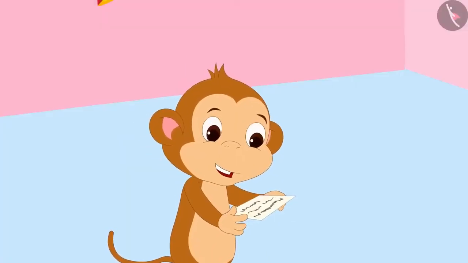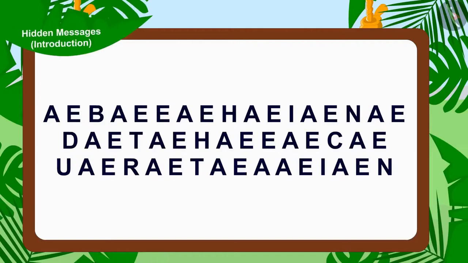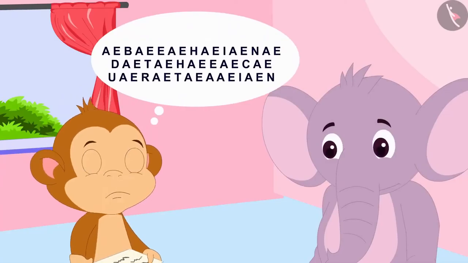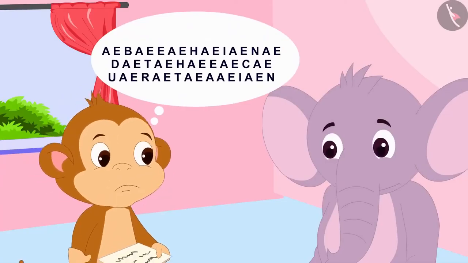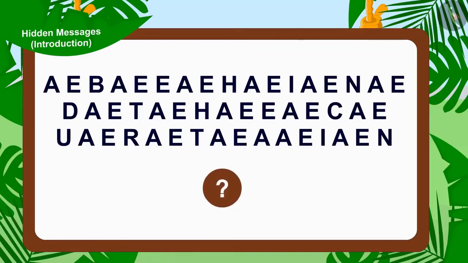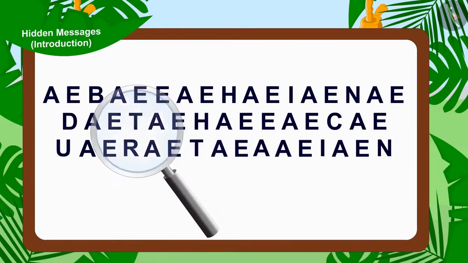When Babban opened the first letter, he found something like this written in it. Babban could not understand anything. Babban started thinking, I can't understand clearly what is written using these alphabets. Children, do you understand the clue written in Appu's letter? Come, let's see Appu's first letter carefully.